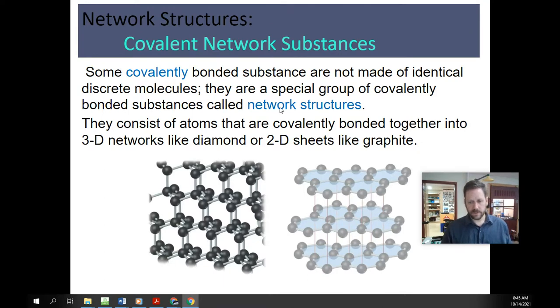And this is, for instance, an image that shows diamond. It's nothing but carbon atoms, but you can see every carbon atom is bonded to every other carbon atom in a network structure. And diamonds are a very hard substance for that reason.